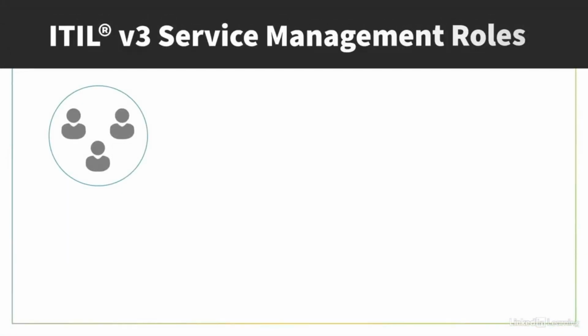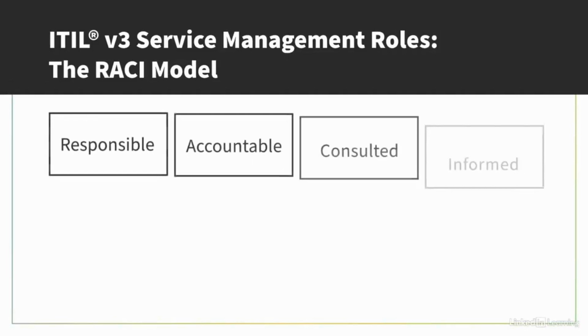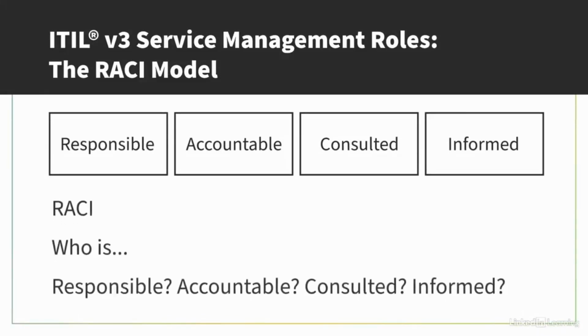Another set of ITIL v3 foundational concepts is the accountabilities and responsibilities of three process-related roles: the process owner, process manager, and process practitioner, and the service owner role. A model cited in ITIL v3 for sorting roles is RACI. RACI stands for responsible, accountable, consulted, and informed. The RACI model is used for identifying the correct level of involvement for roles against activities.